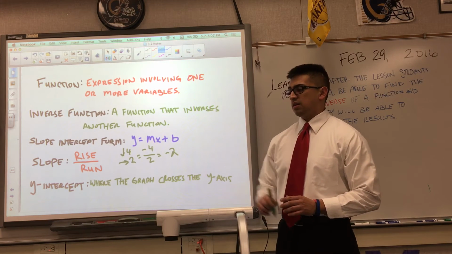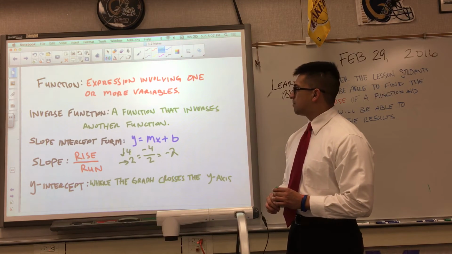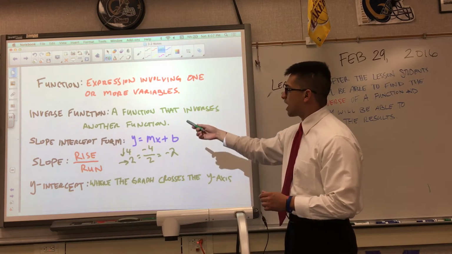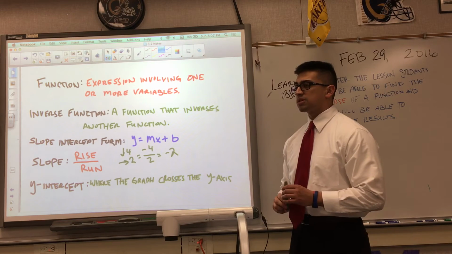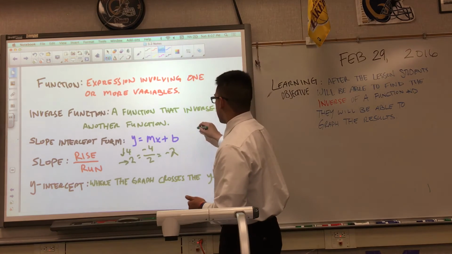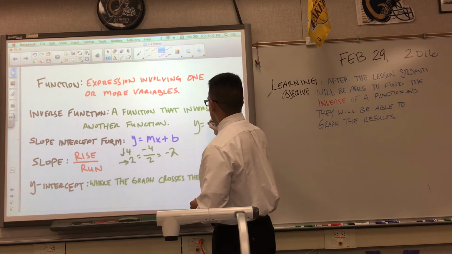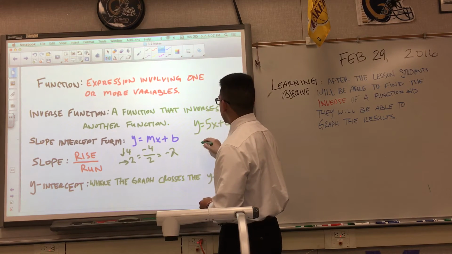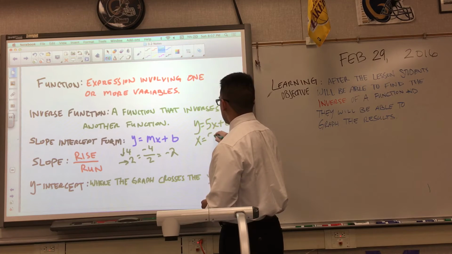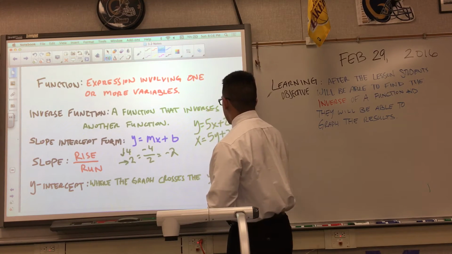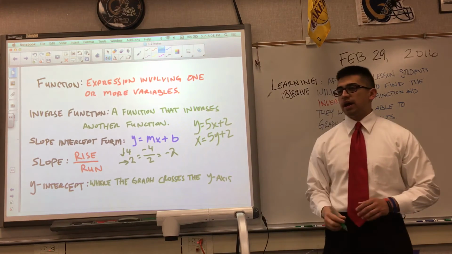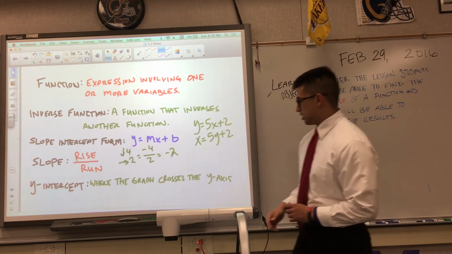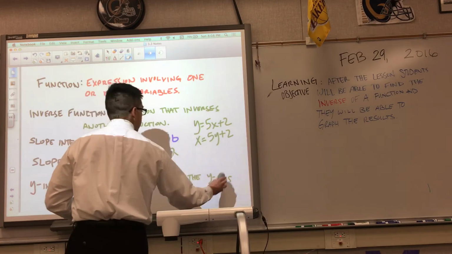Eric? Yes, you're right. How to find the inverse function, you're correct. You would switch the y and the x, the variables in our function. So, for example, we have y equals 5x plus 2. We would switch the y and the x, right? And then what would we do? We would solve for y, right? Okay, good. That leads us to our next part. So let's go over what the next part is.